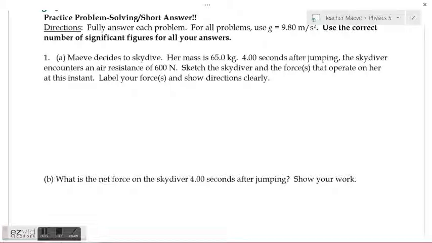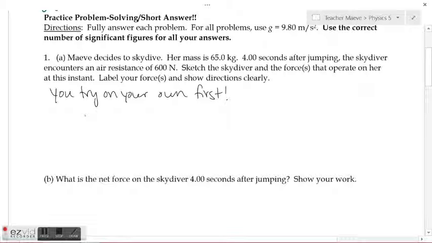We're gonna do some practice problems. The first one is that Maeve decides to skydive. Her mass is 65 kilograms. 4 seconds after jumping, the skydiver encounters air resistance of 600 newtons. Sketch it. Okay, you try on your own first. So go ahead and pause the video.